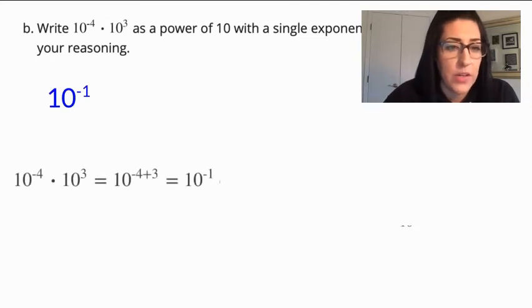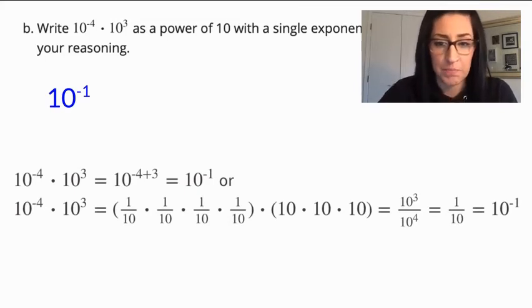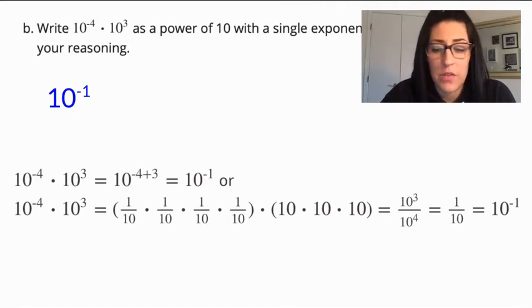And so here's the why to it. Again, adding the -4 and the 3 together. If you listed this out, you would have had the 1/10 4 times, the 10 3 times being multiplied. You could rewrite that as 10 to the 3rd over 10 to the 4th, and then that equaling 1/10, which is 10 to the negative first.